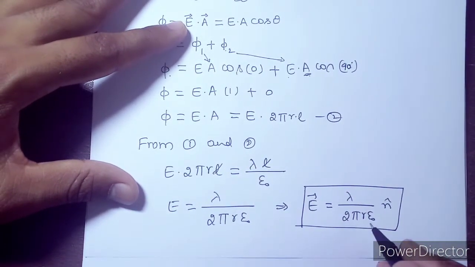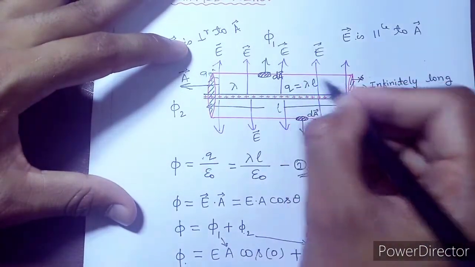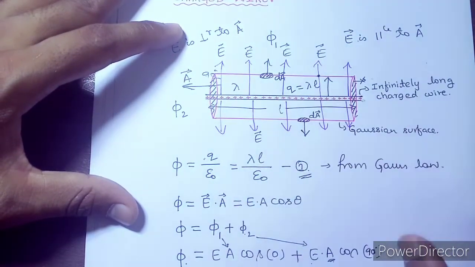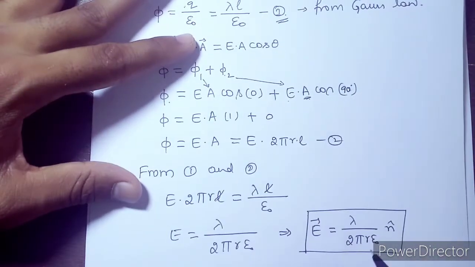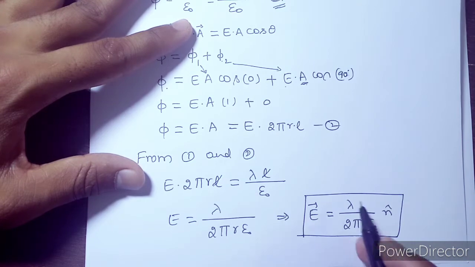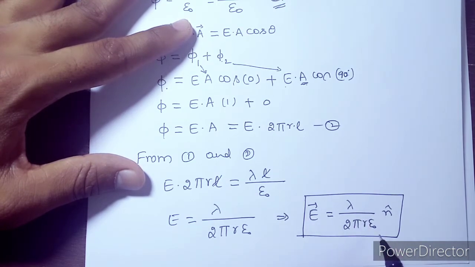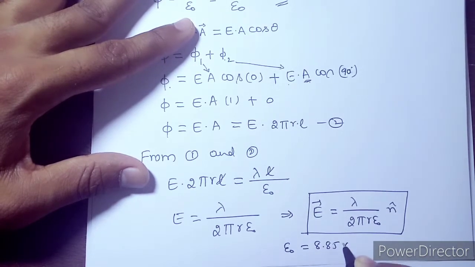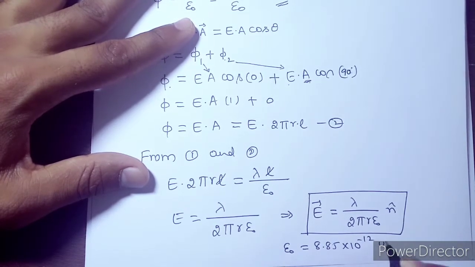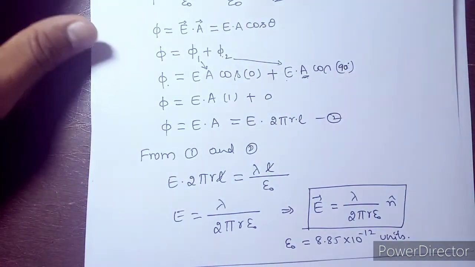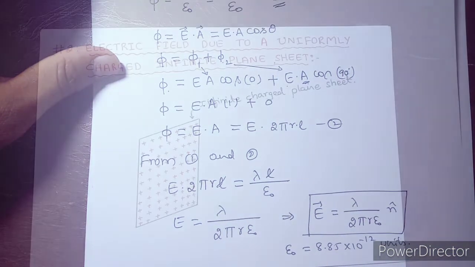So here r is the radius of this cylinder, so that is where we are finding the electric field. Okay, so n cap is the unit vector, pi is 3.142, lambda is the linear charge density, and epsilon naught is a constant, its value is equal to 8.85 into 10 to the power minus 12 in SI units. Okay, so this is all about this. I hope it is clear to you all.